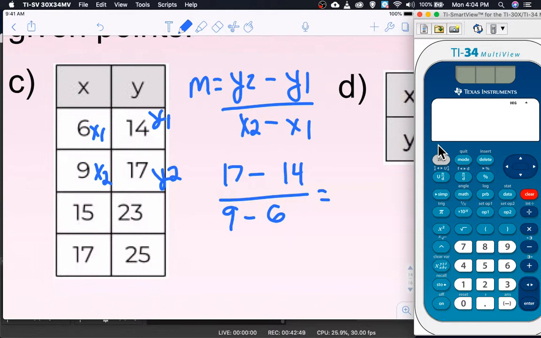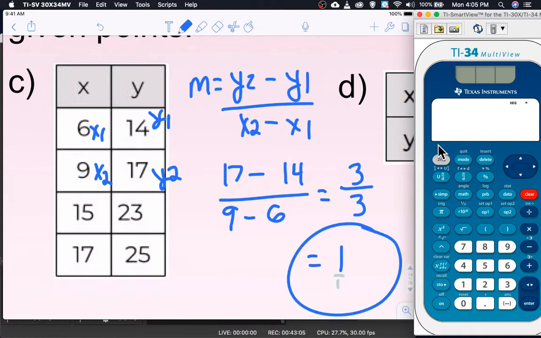17 minus 4 is 13 across the top. Down the bottom, 9 minus 6 is 3 across the bottom, which simplifies. 13 over 3 simplifies to 1 over 1. But 1 is our answer. This line has a slope of 1.